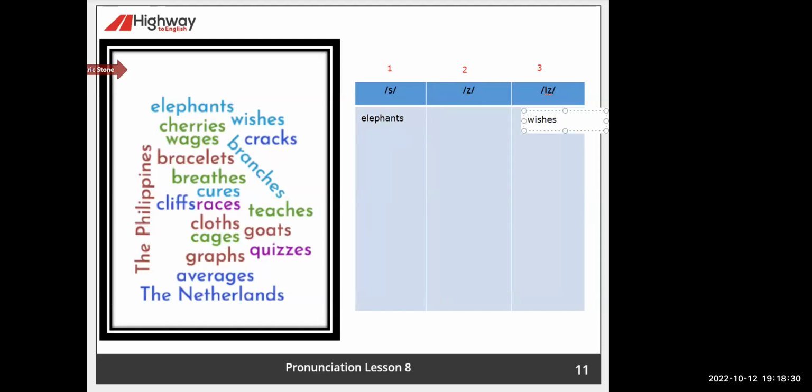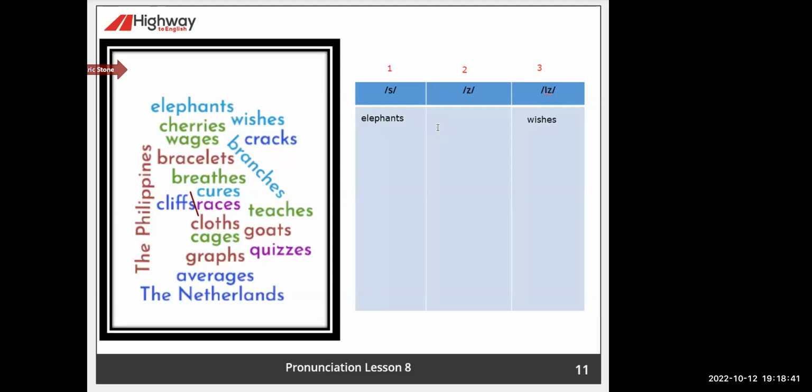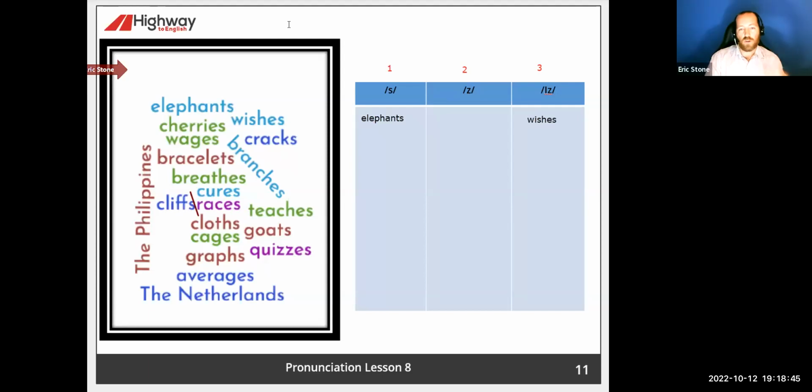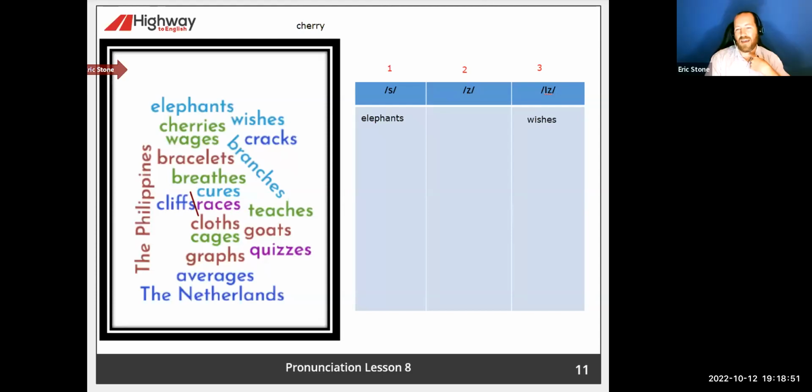Cherries is the third one. Good, but let me help you with cherries. Cherries. Now listen again. Cherries. The second one. Yeah, because it comes from the word cherry, and cherry ends with y. Cherry. Yeah, so it's cherries. Okay, good.